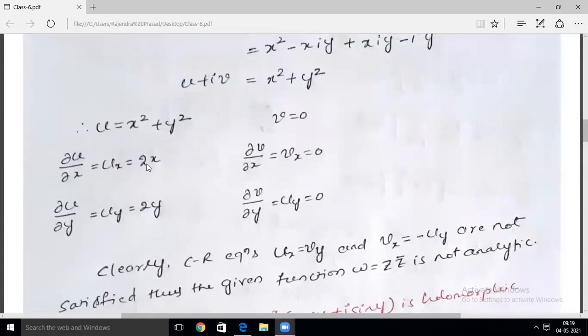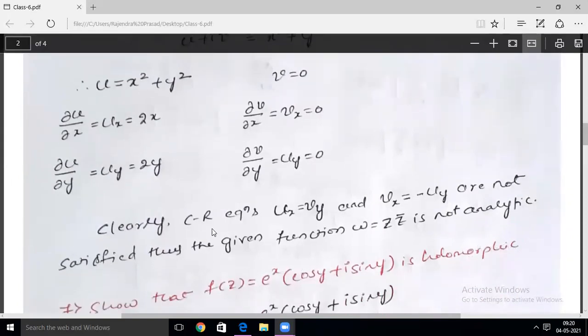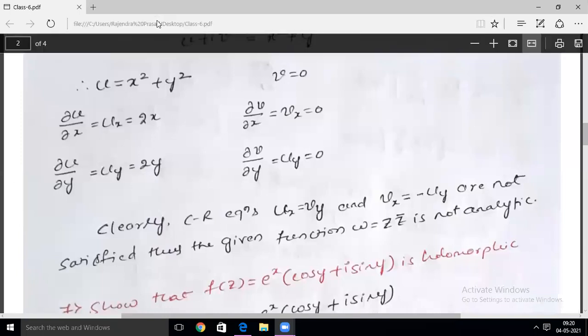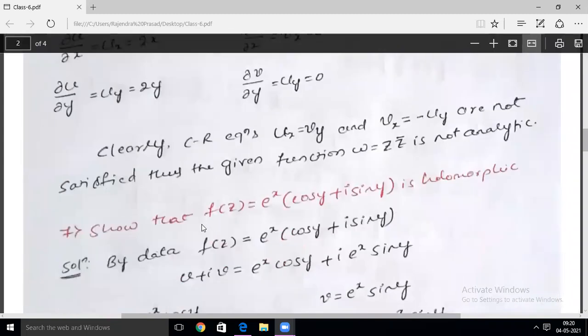Next, clearly we know the CR equations in Cartesian form: ux is equal to vy. Ux is equal to 2x we have. Sorry, this is vy. Vy is equal to 0. Next, vx is equal to minus uy. So vx is equal to 0, and uy is equal to 2y. So these two are not equal, means CR equations are not satisfied. Thus, the given function w is equal to z into z bar is not analytic. Suppose the CR equations are satisfied, then we say that the given function is analytic. So here the given function is not analytic because CR equations are not satisfied, right?